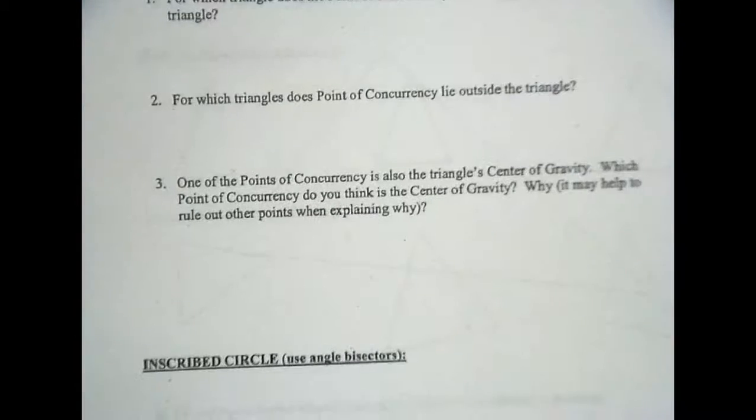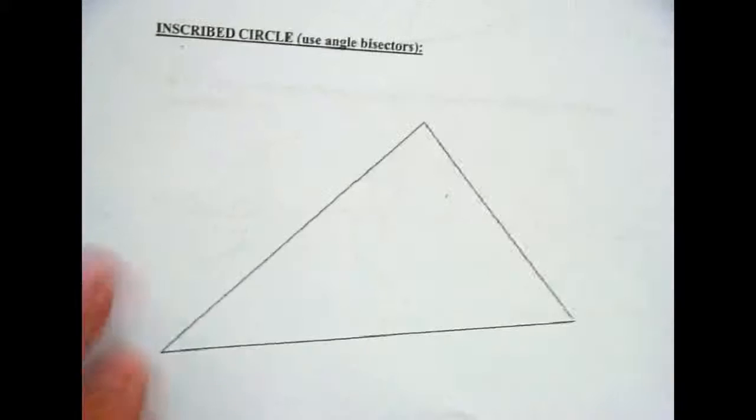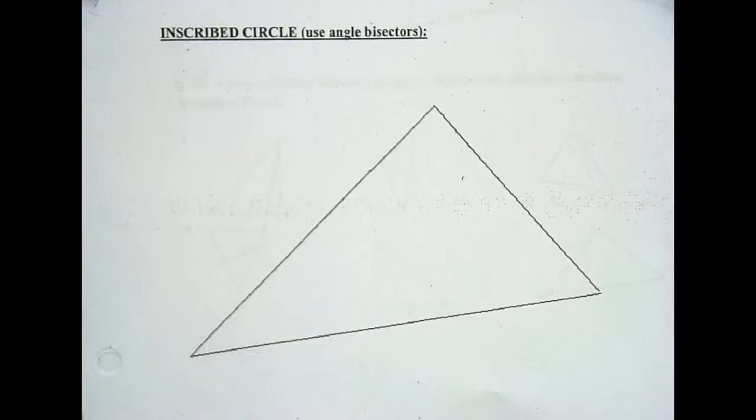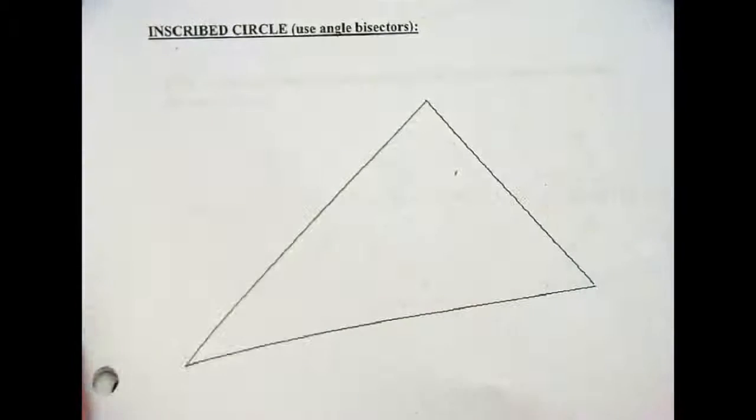And number 3, one of the points of concurrency is also a triangle's center of gravity. Which point of concurrency do you think is the center of gravity, and why do you think that? It may help you to rule out the other points in explaining why. Then we'll eventually, and we'll probably do this tomorrow, use a compass to make an inscribed circle in a triangle, to actually construct an inscribed circle.